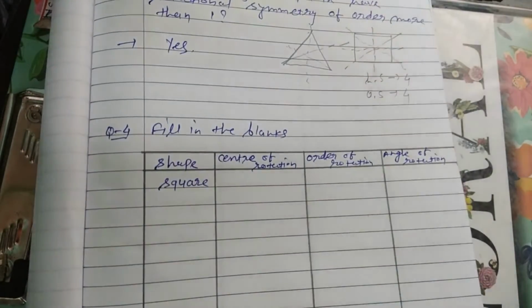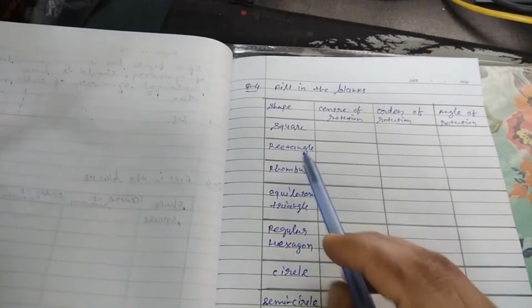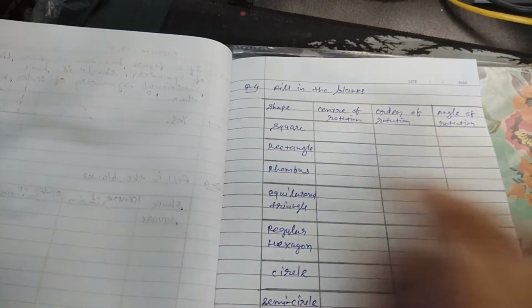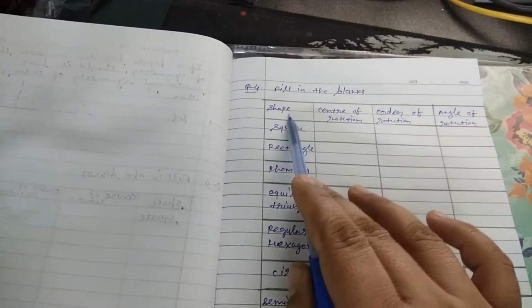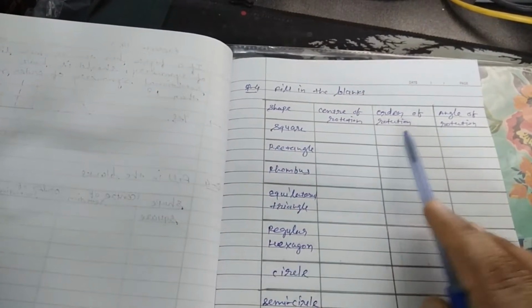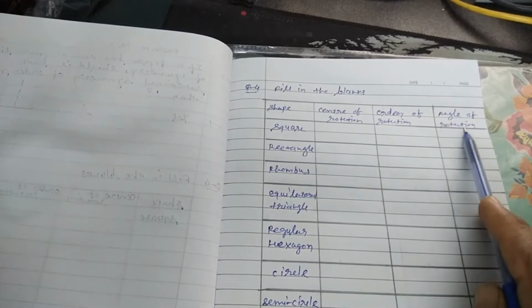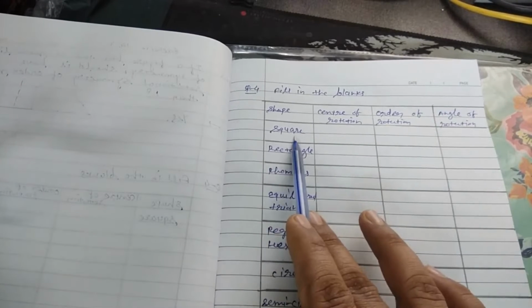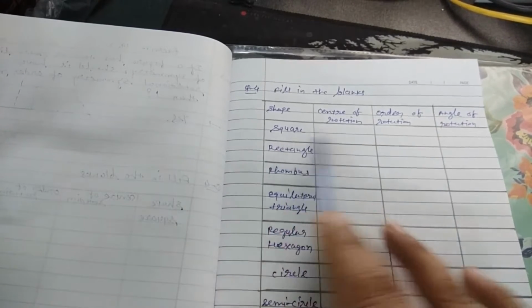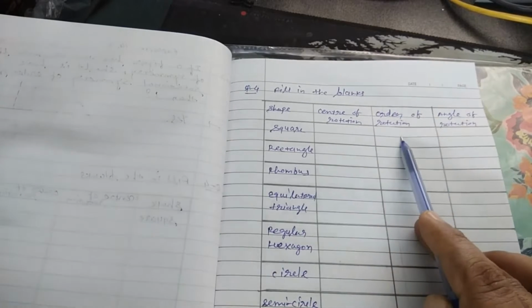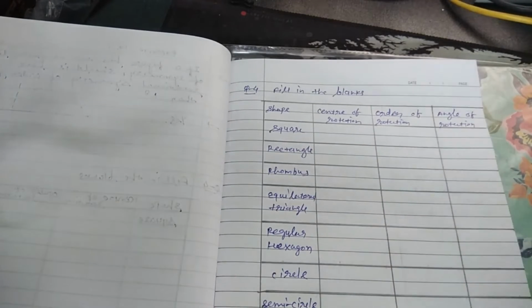Fill in the blanks. Question number 4. Here 3 columns are given: center of rotation, order of rotation, and angle of rotation, for each shape. In the first row, the shape is a square. For the square, we have to find the center of rotation, order of rotation, and angle of rotation. What is the center of rotation?